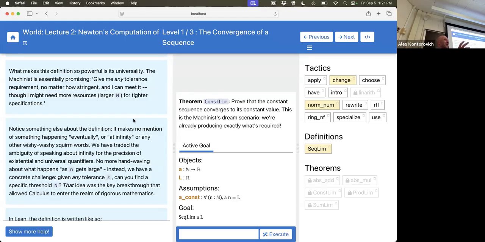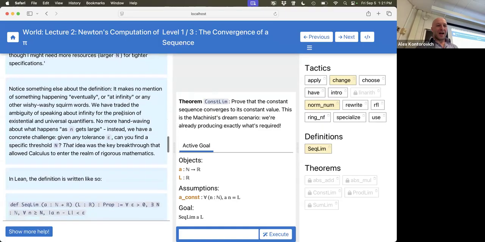There's no free lunch in this world. There are always costs and trade-offs. The trade-off is we have to use universal and existential quantifiers. For all epsilon, there exists an N. That's why I needed you to be good with quantifiers. We're going to be using them all over the place. There's no more hand-waving about what happens as n gets large. We have a concrete challenge: given any tolerance epsilon, can you find a specific threshold N? And that's the key breakthrough that allowed calculus to become real analysis.